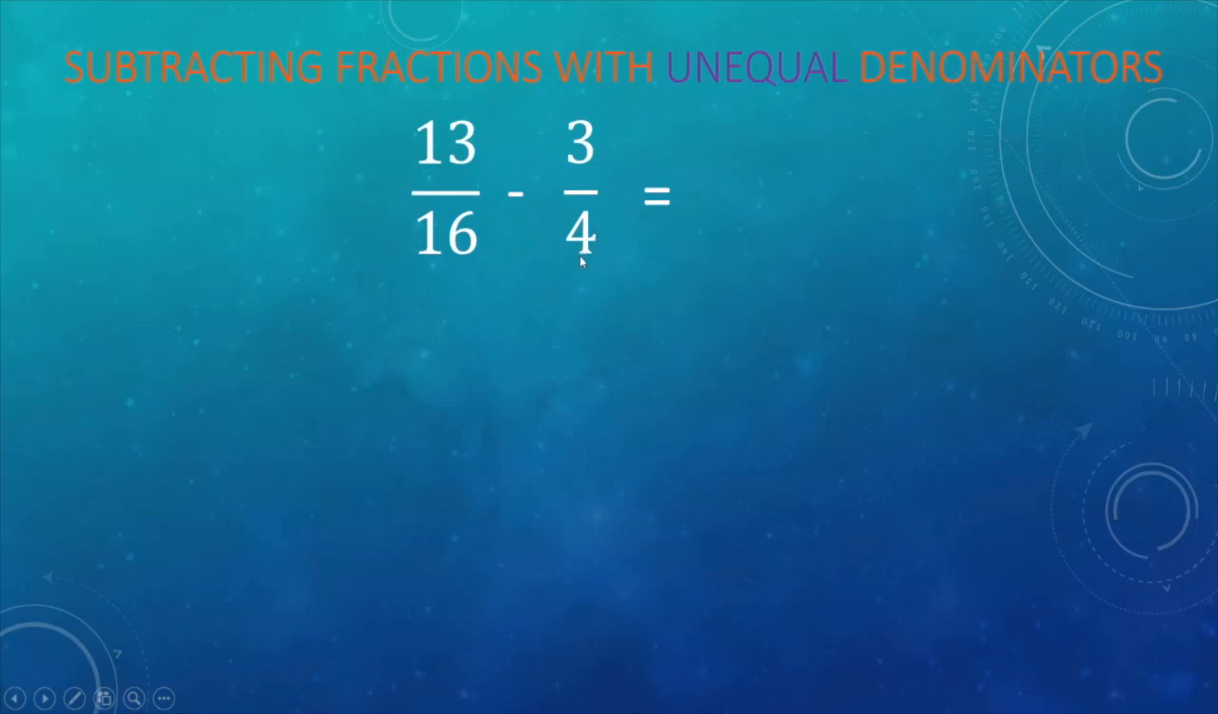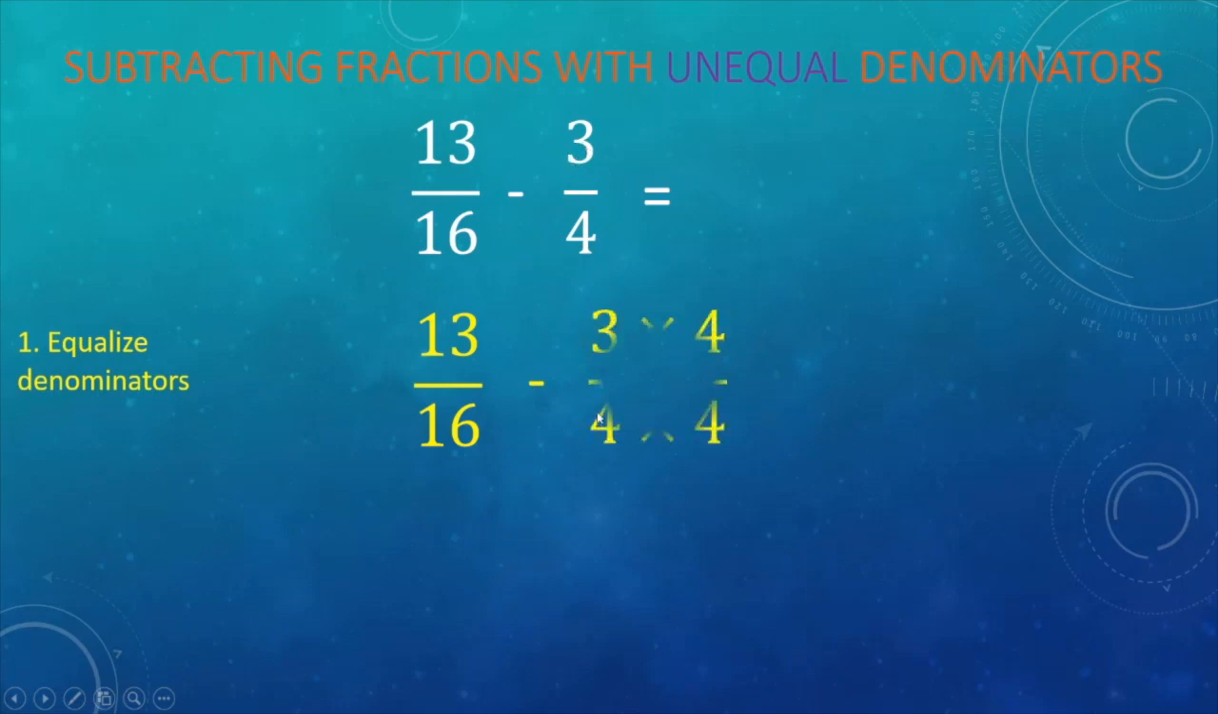Denominators are different, so we need to equalize them. To make 16 from 4, we need to multiply 4 times 4, and at the same time we multiply the numerator times 4. 4 times 4 and 3 times 4. 3 times 4 is 12, and 4 times 4 is 16.